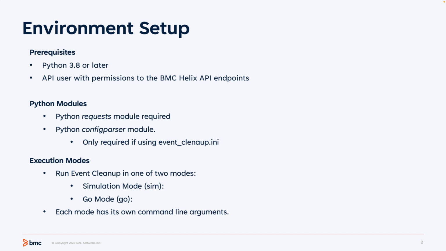If you plan to use the event cleanup INI file, I recommend using the INI file since this will simplify the command line to execute the utility. The utility has two execution modes, sim for simulate and go, which will actually close the events or delete the events you have selected. It is recommended to always run the simulate mode first to ensure that the utility acts on the events you are looking to close or delete.